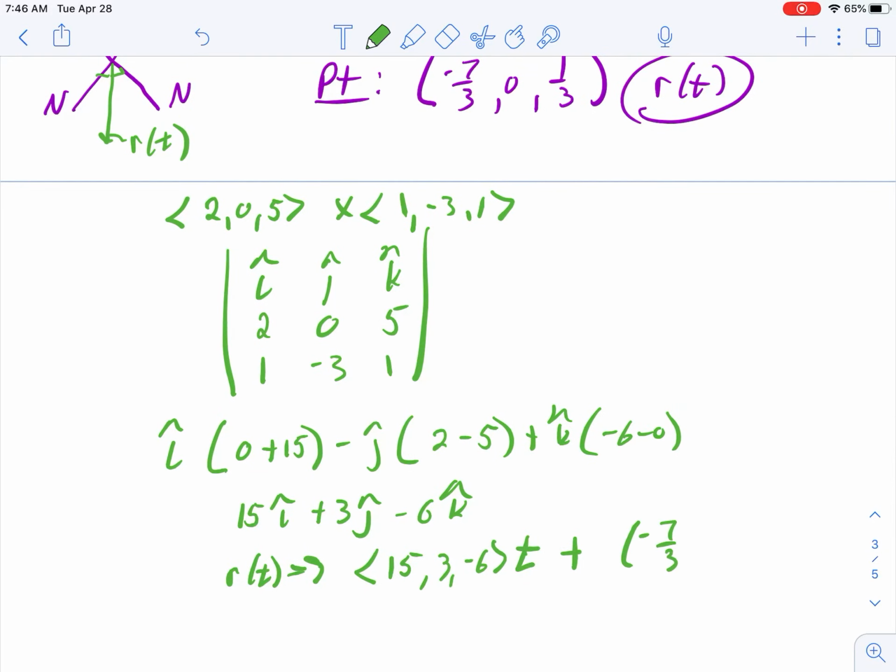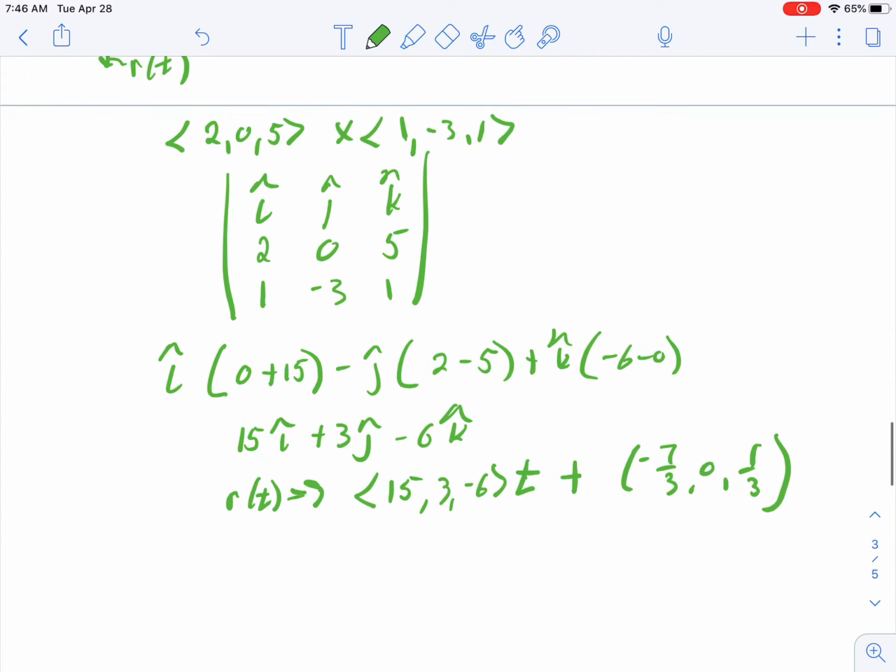So let's put T there. Let's come back for my point. My point is -7/3, 0, and 1/3. And there's my equation of the line.